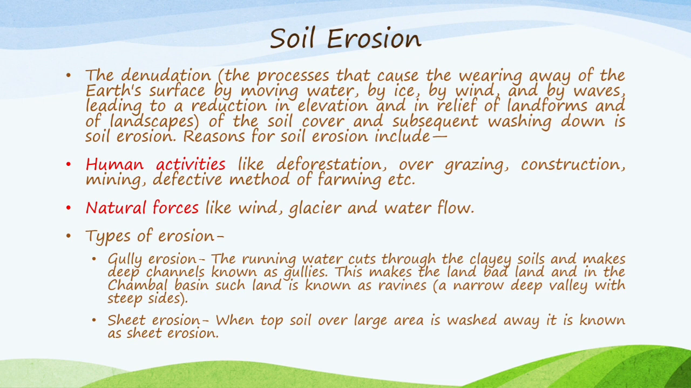In the areas where clay soils are found, the running water cuts down this clay soil into deep channels which form into gullies. The example given is the Chambal Basin. Then sheet erosion is when a huge amount or chunk of soil is washed away.